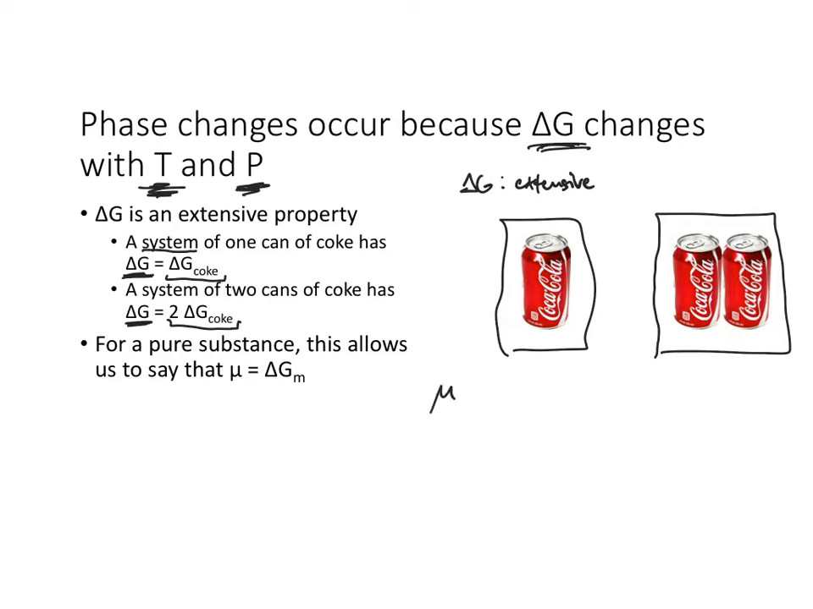Now in contrast, mu, because it equals the molar Gibbs free energy, it does not double by doubling the number of Coke cans, because it's the Gibbs free energy per mole. And so the Gibbs free energy per mole does not change depending on the size of the system. So these are intensive. And that's why in this chapter we're using these molar thermodynamic quantities and not the extensive thermodynamic quantities.